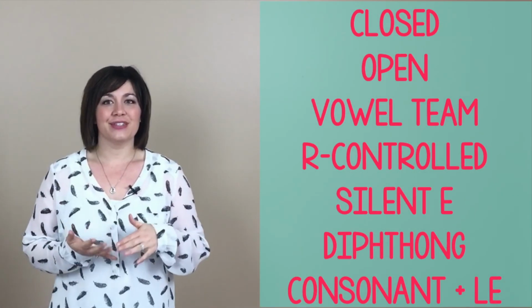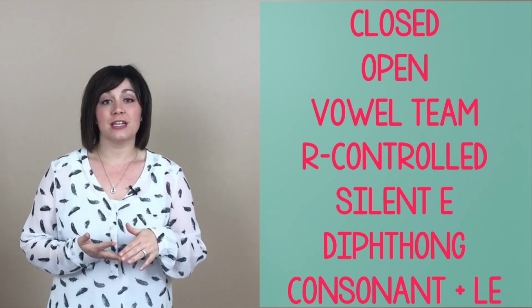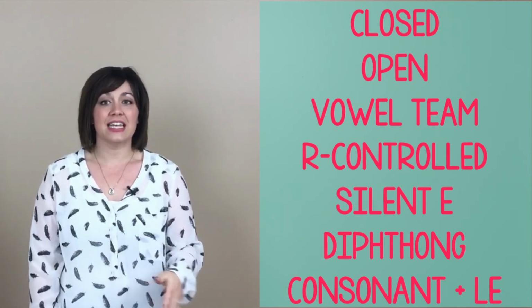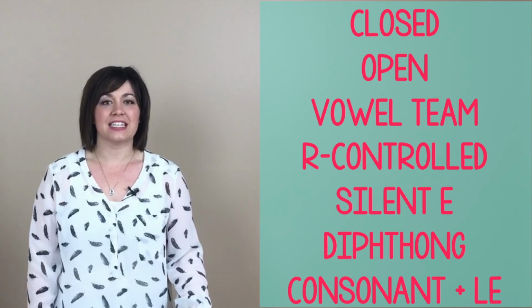What are the 7 different syllable types? There's closed, open, vowel team, R-controlled, silent E, diphthong, and consonant LE. Now I know this might seem like a lot, but it's not that bad. The same strategy that I'm about to share with you applies to 6 out of the 7 different types of syllables.